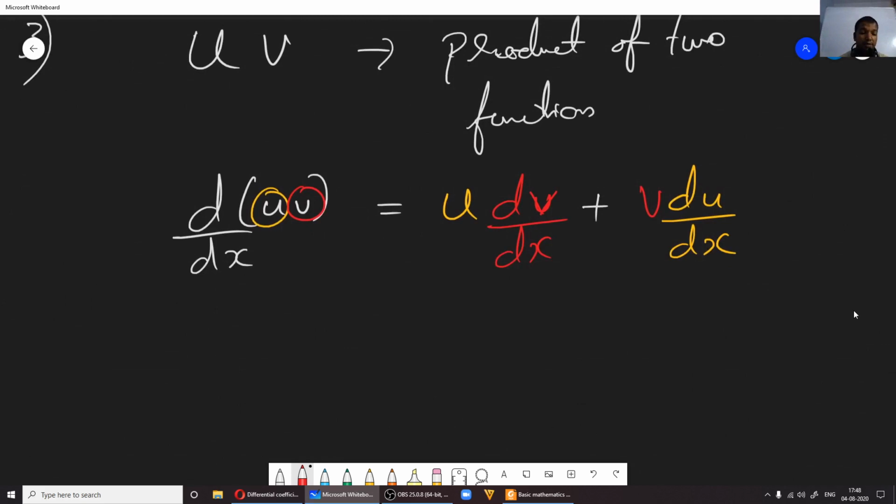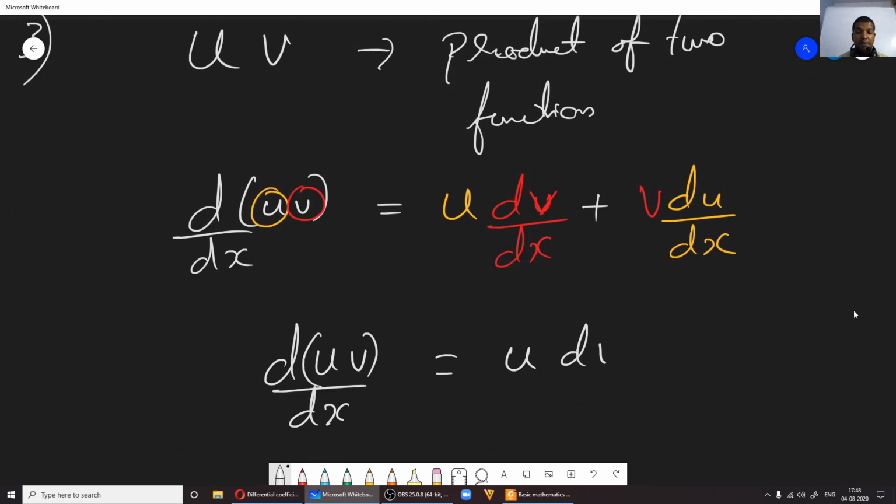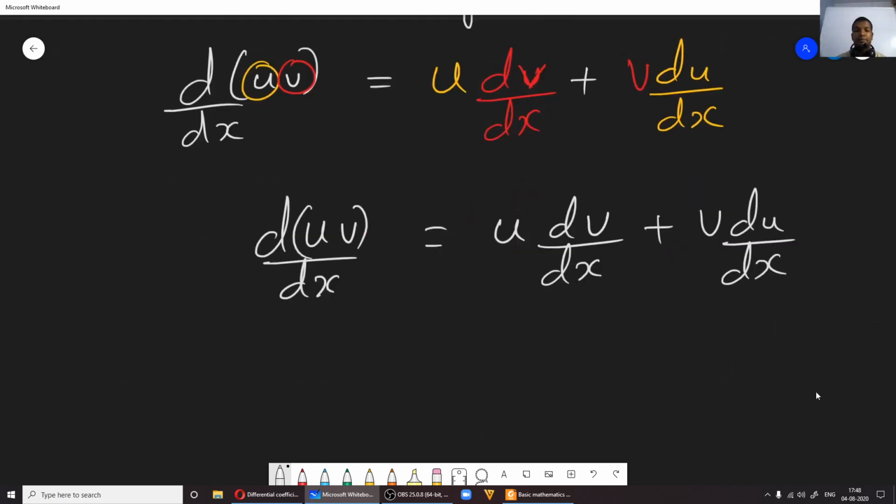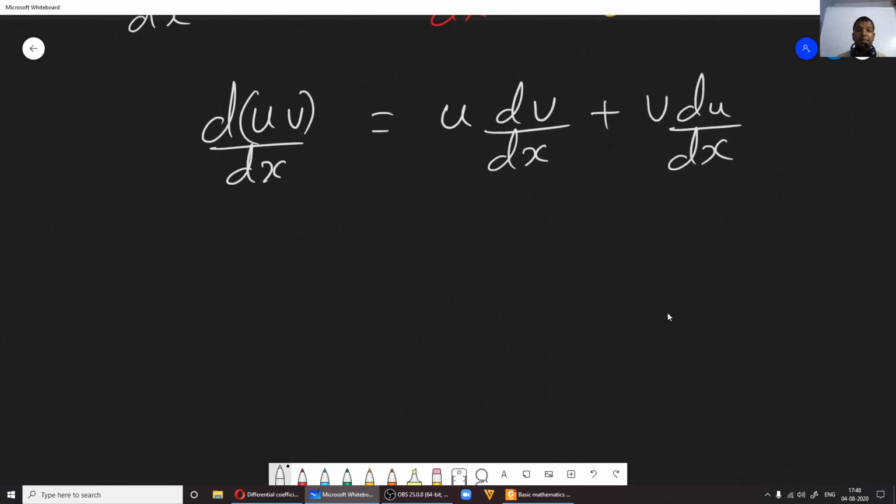So differentiation of uv will be given as u dv divided by dx plus v du divided by dx. Right. Now you need to remember what these values represent: dx, dv, du, all those things. All right, fine.